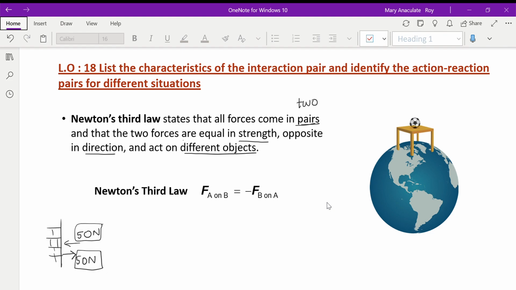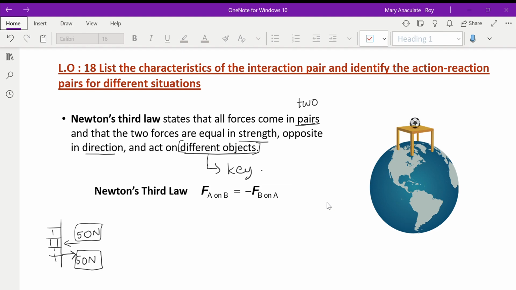And this is a very key factor in identifying whether it is Newton's first or second or third, because sometimes they could give you a situation and ask you, is this Newton's first law? Is this an example of second or third? To differentiate between first, second and third, this is your key.